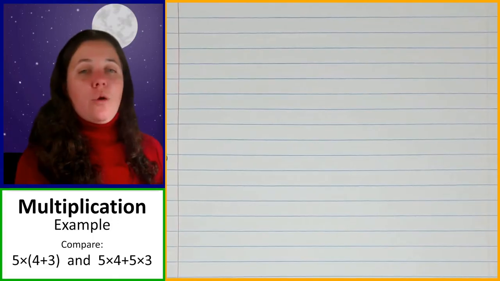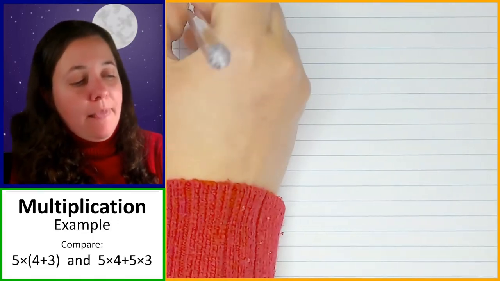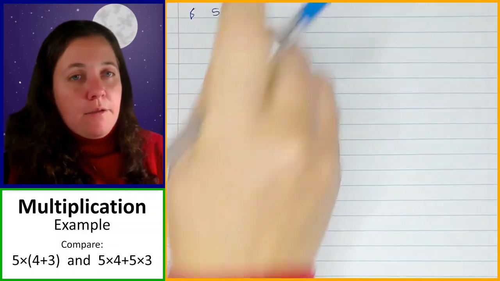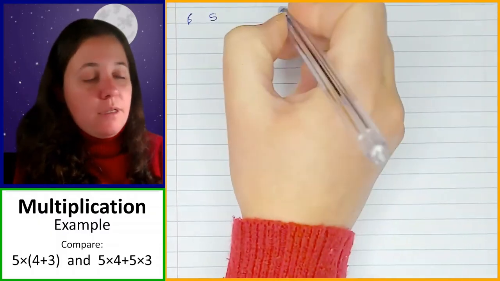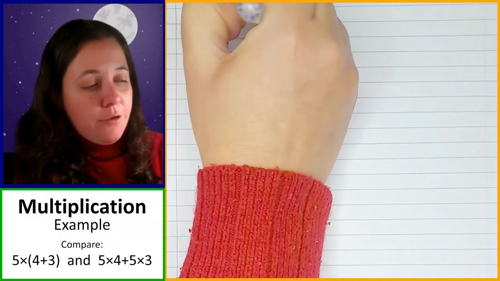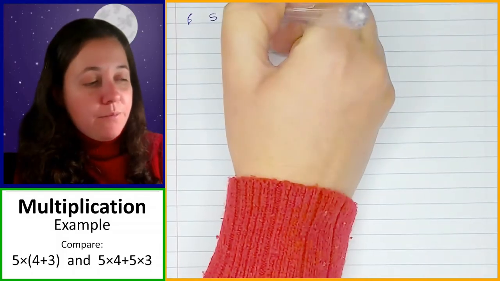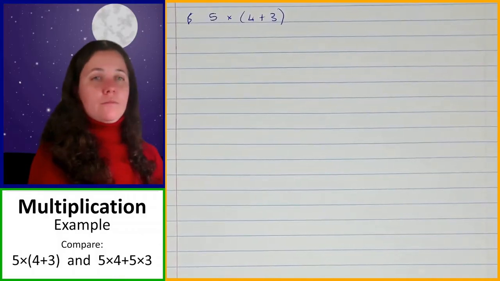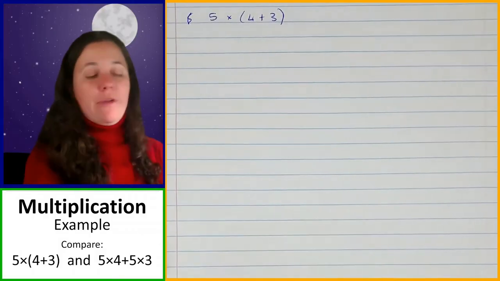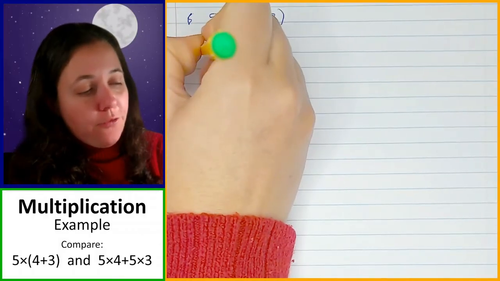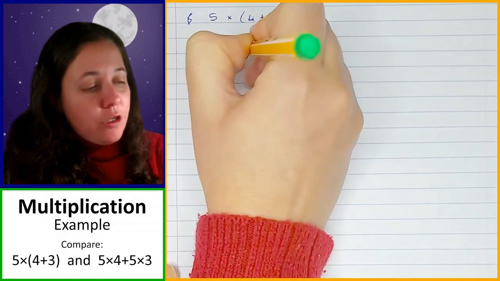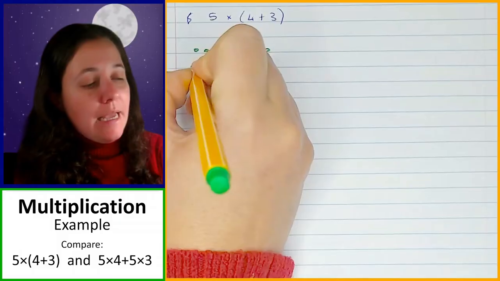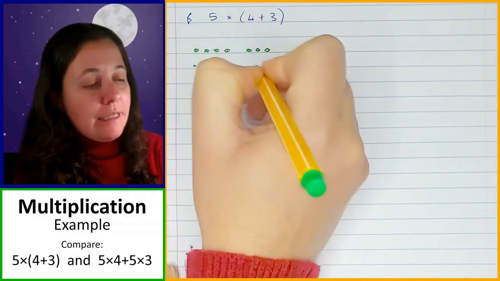Okay, so we have five multiplied by 4 plus 3. Okay, so this is kind of like saying that we've got 4 and we've got 3, and they've kind of been added together. Okay, and then I've got 5 groups like that.